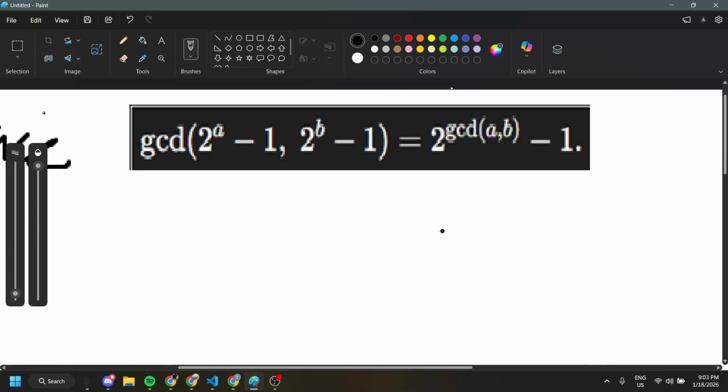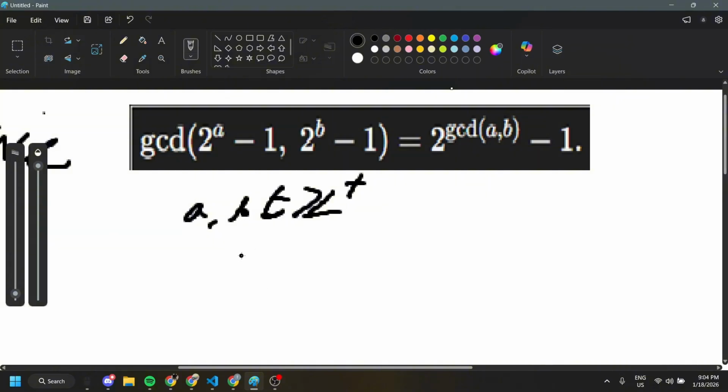There we go. Positive integers A and B, so A and B are part of the integers that are positive. The greatest common divisor of 2 to the A minus 1 and 2 to the B minus 1 has to be equal to 2 to the greatest common divisor of A and B, minus 1. We need to prove this is true for every A and B.